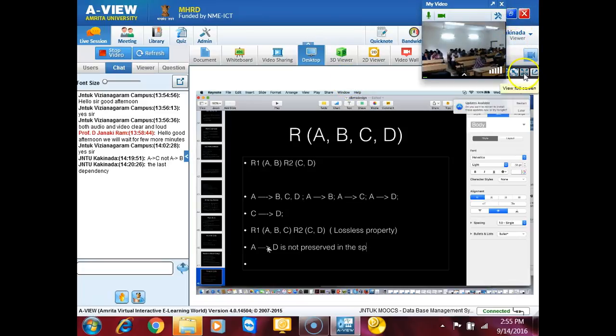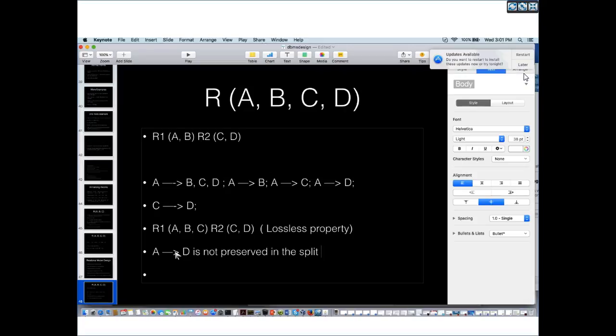It is not preserved here, it is not preserved in this way. The only way this dependency, A determines D, can be preserved is this. Now, since A determines this C here, and C determines D, since C is common now, C is going to preserve this dependency. A actually determines D, because C determines D.